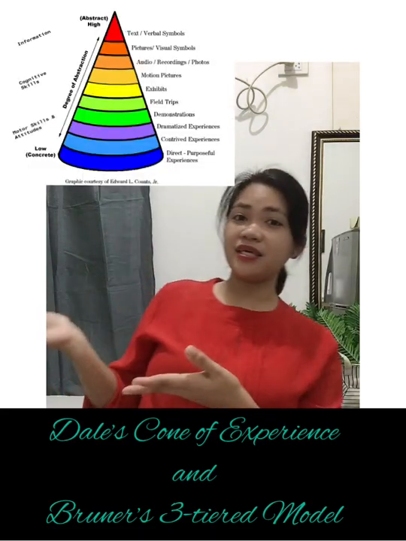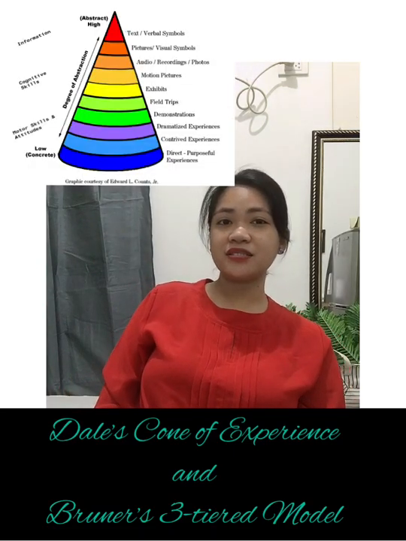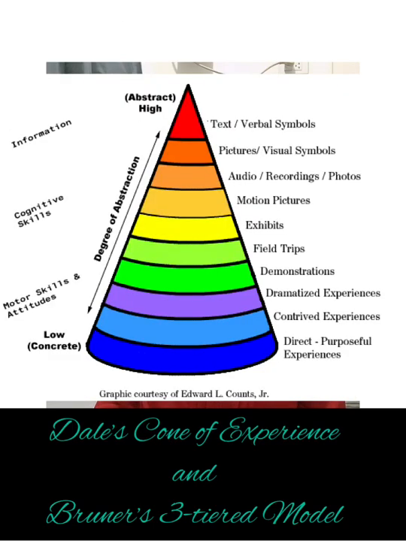As you can see, it is a cone divided into 1, 2, 3, 4, 5, 6, 7, 8, 9, 10 areas, and the bottom level is bigger compared to the top. That is the description of the cone, right? It's bigger at the bottom, then it gets smaller as it goes up.